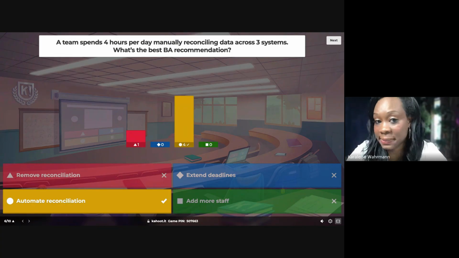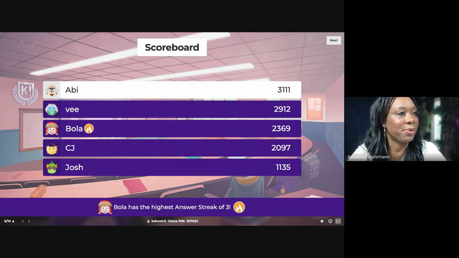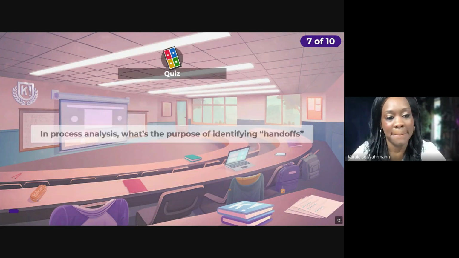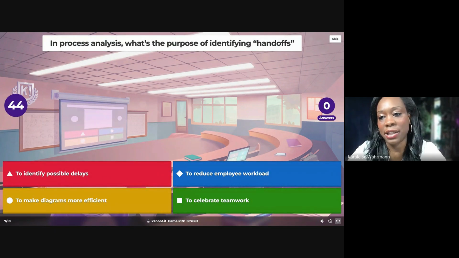There's 3 systems, and the team is spending so many hours per day. That's half their day just reconciling. That's a waste of time. So we need to automate this somehow. So that's the best recommendation here. All right, great. Cool. Let's move on to the next one. In process analysis, what's the purpose of identifying handoffs?